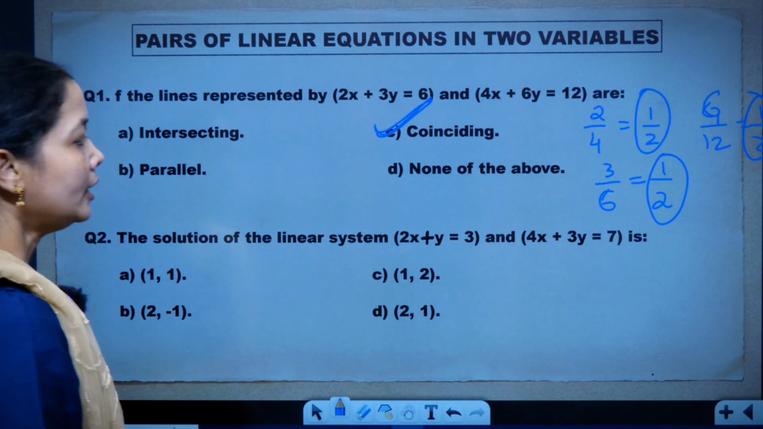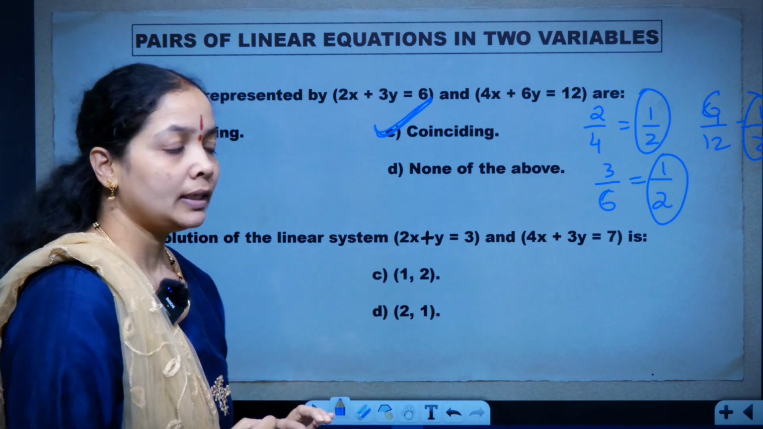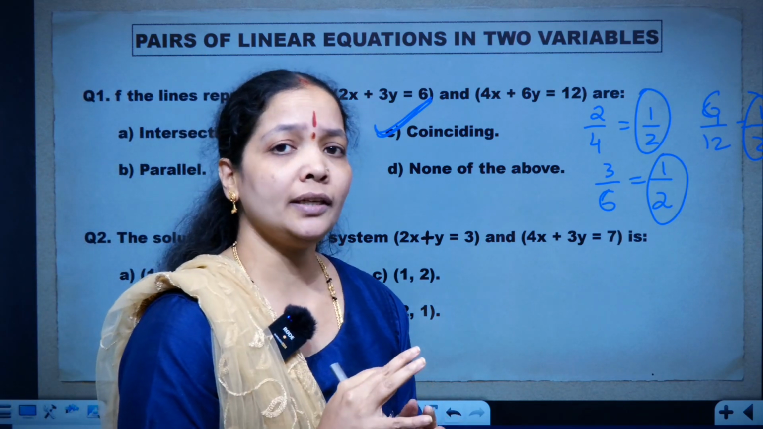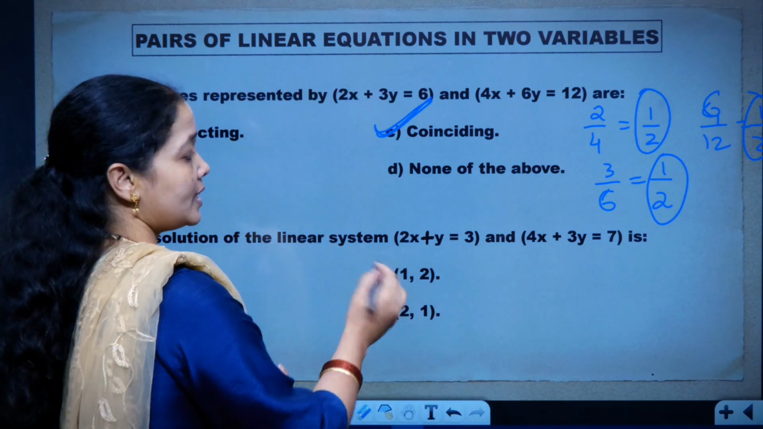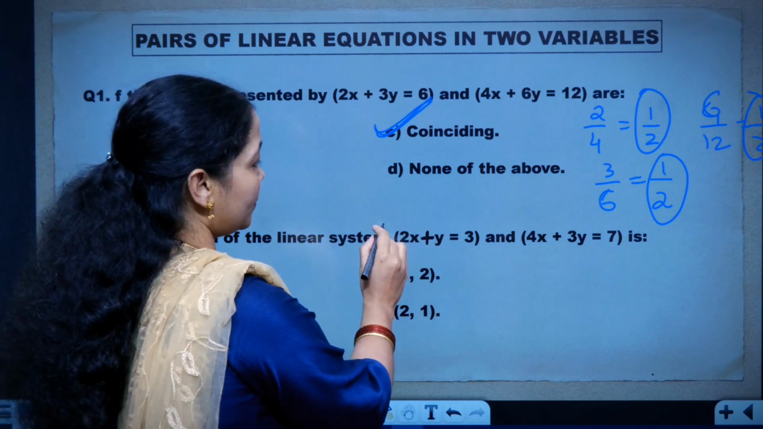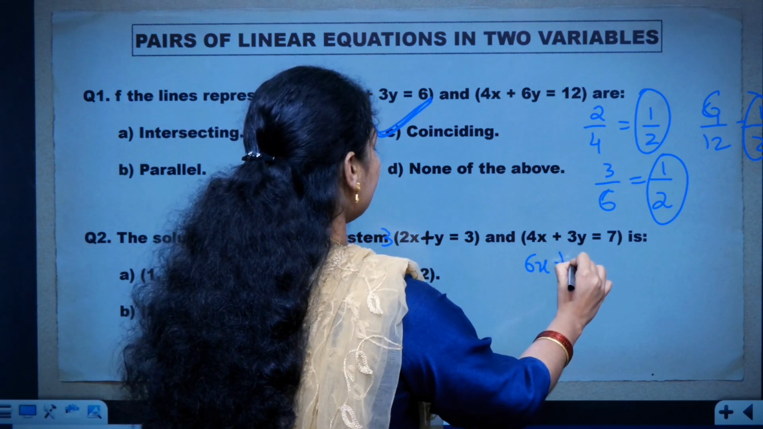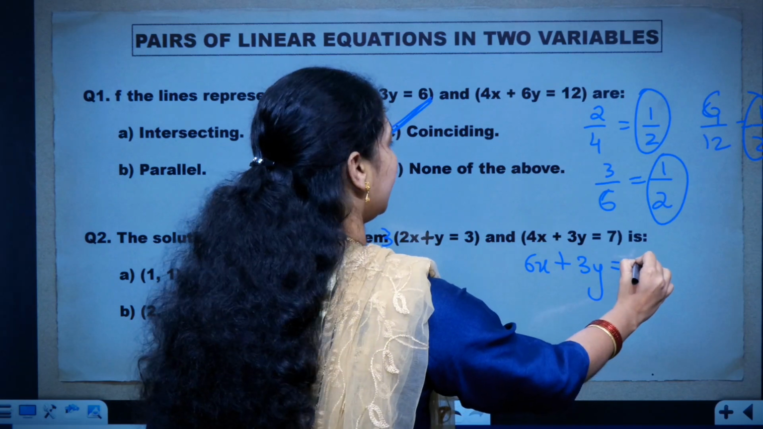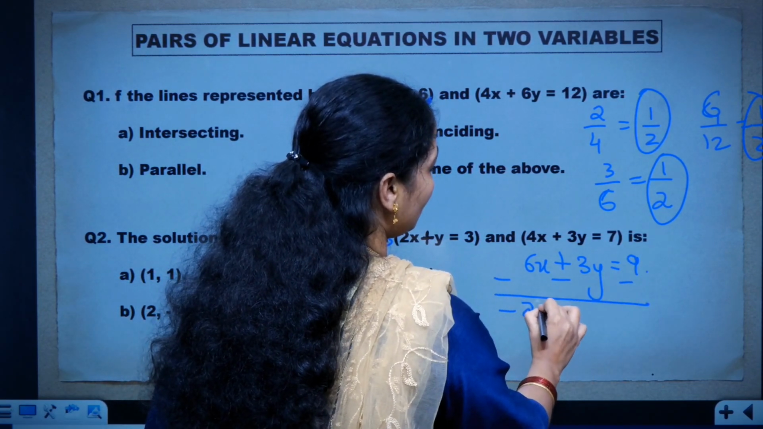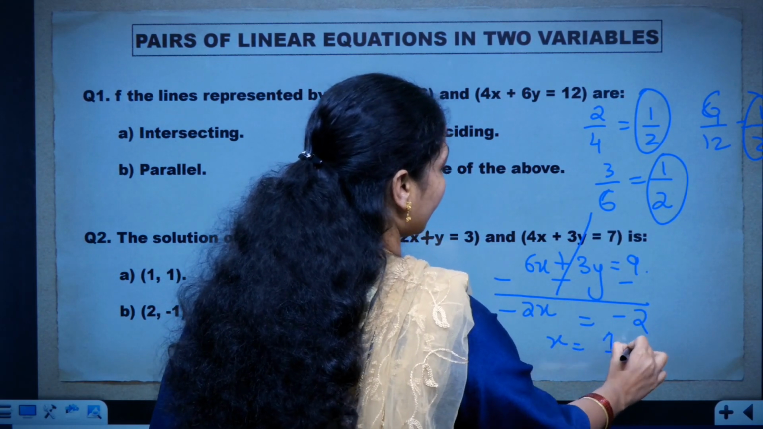In the second question, we are provided with two equations, 2x plus y equal to 3 and 4x plus 3y equal to 7. I can use any method, whether elimination or substitution, to quickly find the values of x and y. I'll use the elimination method. In order to eliminate, I multiply the first equation by 3, and the equation changes to 6x plus 3y equal to 9. Therefore, I have to subtract. When I subtract, it's negative 2x, the 3y is cancelled, equal to negative 2. So x is 1. I got the value of x.